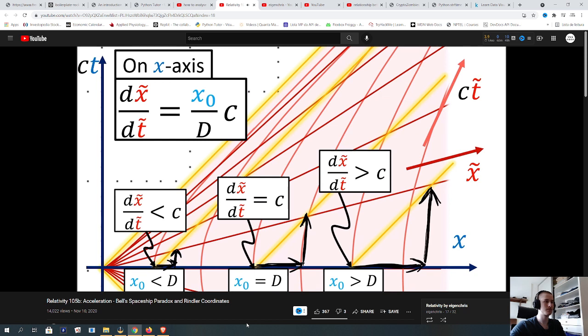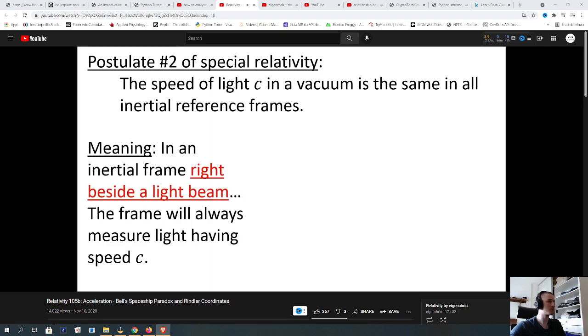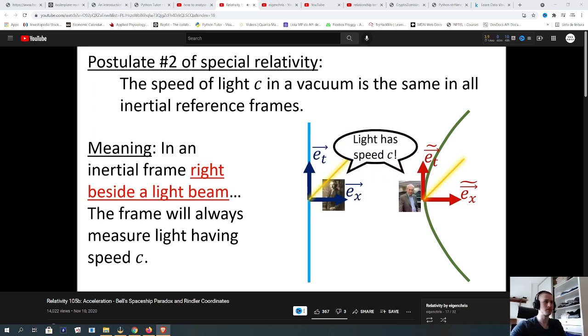So this idea that the speed of light might not be equal to c can seem pretty confusing. So how do we interpret this? Remember, the second postulate of special relativity says that the speed of light in a vacuum, c, is the same in all inertial frames. This means that in an inertial frame right beside a light beam, the frame will always measure light as having a speed of c. So whether we're in a global inertial frame or an instantaneous inertial frame at one instant along a curved world line, we'll measure the speed of light right beside us to have speed c.